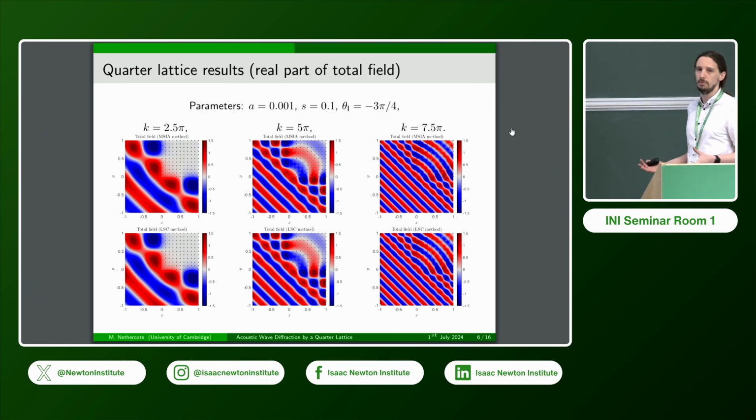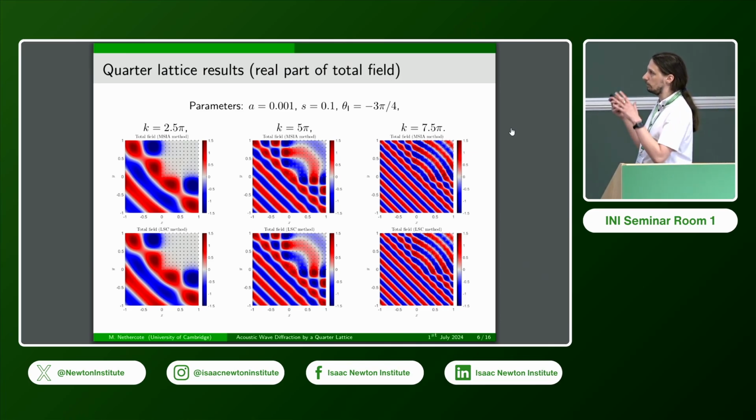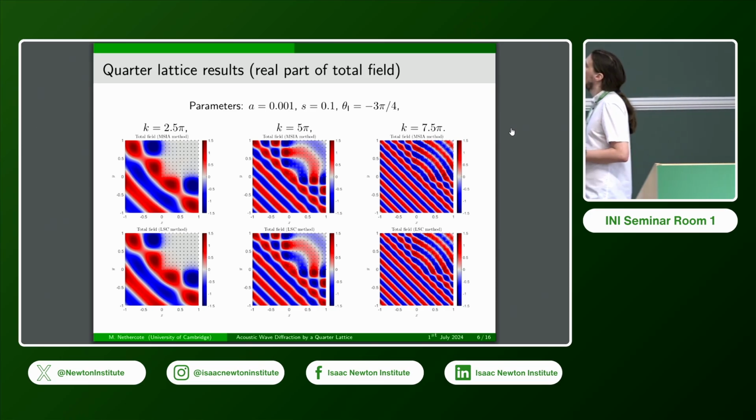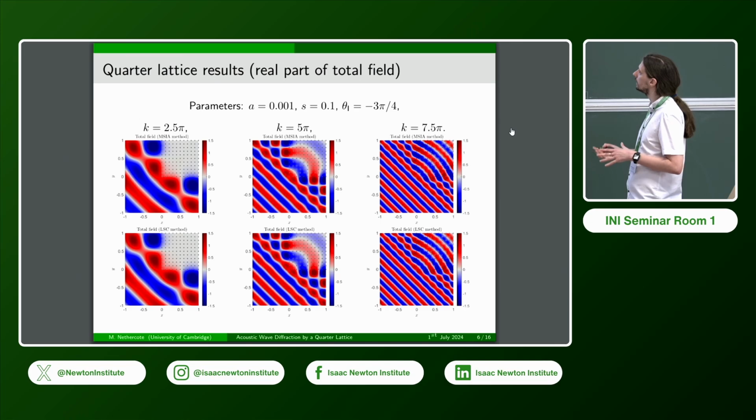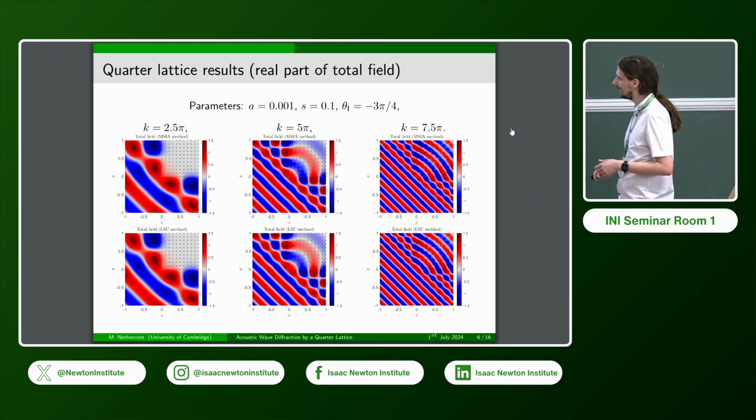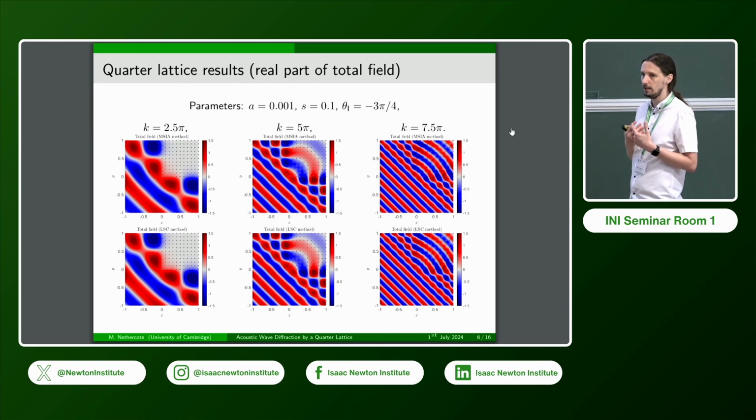So we did this for a whole bunch of test cases, and for what I'm showing you here, we're looking at the real part of the total field. We're choosing a specific quarter lattice, and we're choosing incident waves at 3 different frequencies. The reason behind this is that we want to pick frequencies that should be in stop bands and other frequencies that should be in pass bands. And that is it.